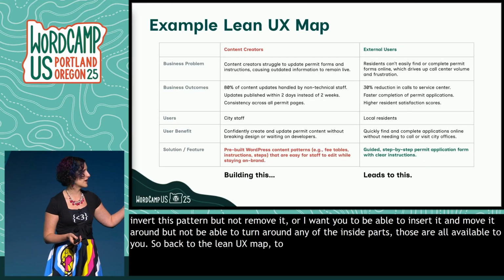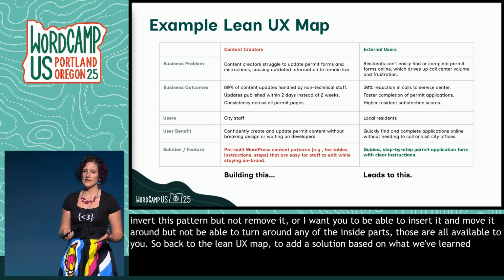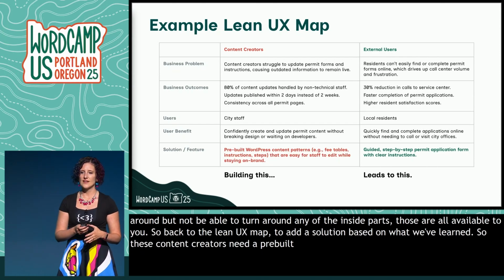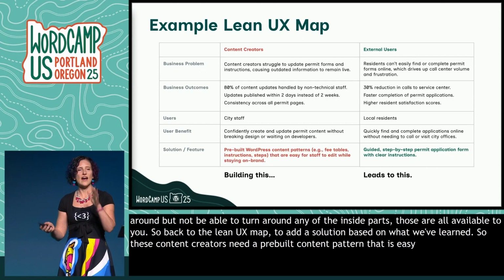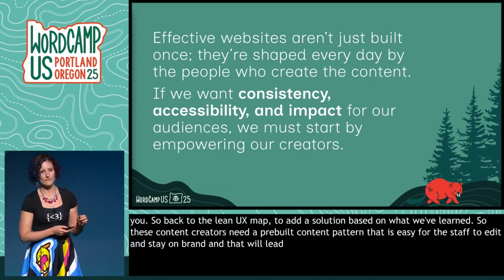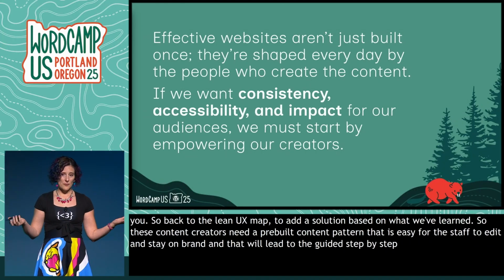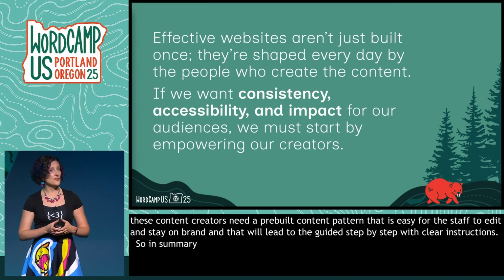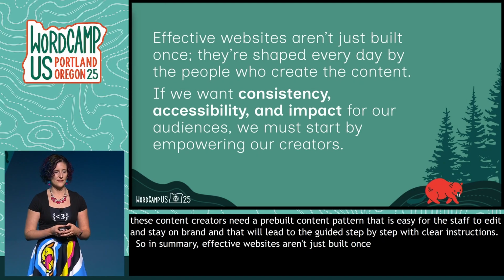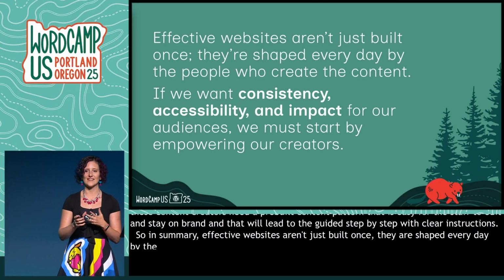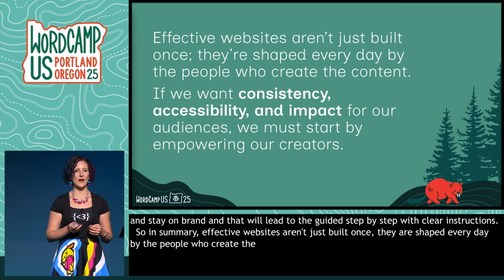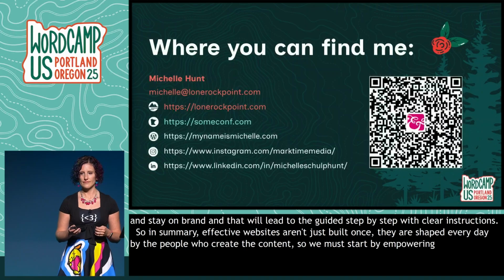So these content creators need a pre-built WordPress content pattern that's easy for the staff to edit while staying on brand, and that will lead to the guided step-by-step permit application form with clear instructions. So in summary, effective websites aren't just built once, they are shaped every day by the people who create the content. So if we want consistency, accessibility, and impact for the audiences, we must start by empowering our creators.